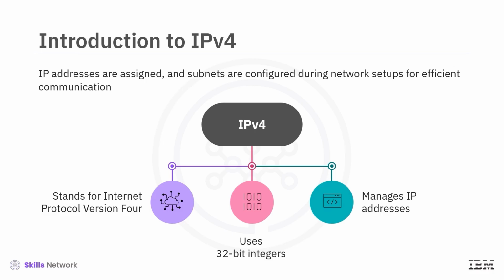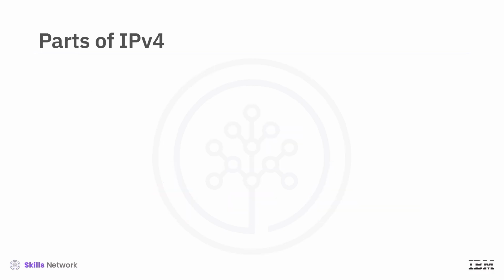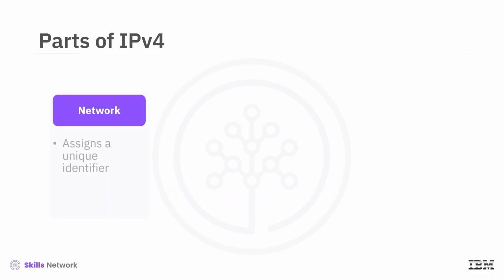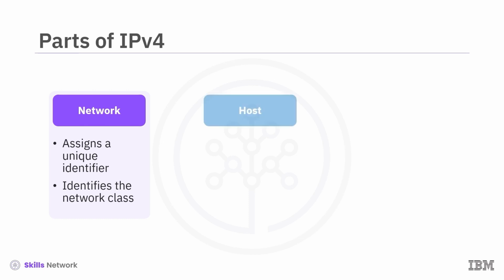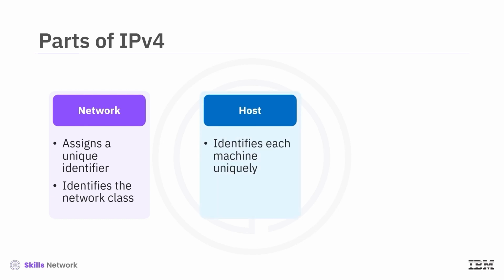Let's now discuss parts of IPv4. The first is the network part. It indicates the unique identifier assigned to the network. It also identifies the class of the assigned network. Next is the host part. This part uniquely identifies the individual machine on the network. This segment of the IPv4 address is assigned to each host.